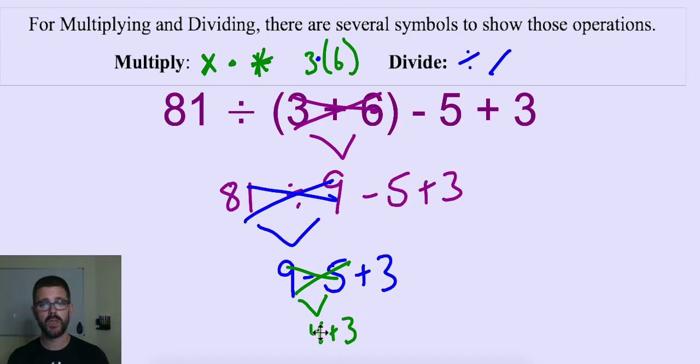And that part's done. 4 plus 3 is 7, and I get a total answer of 7. But I want to see that line by line by line all the way through to the end to see how you got to that answer.